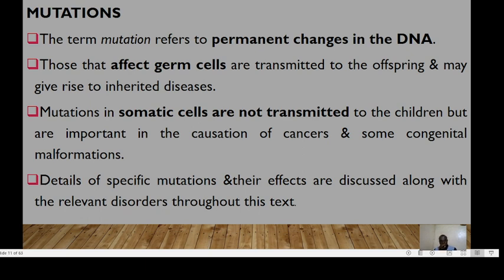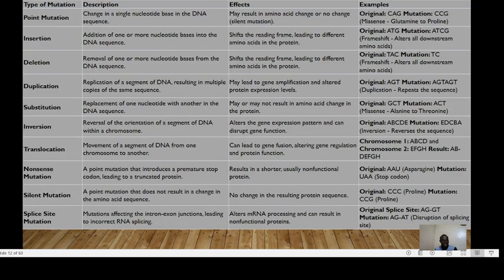So let's look at mutations. The term mutation refers to permanent changes in the DNA. Mutations that affect germ cells are transmitted to the offspring and may give rise to inherited diseases. Mutations in somatic cells are not transmitted to the children, but are very important in the causation of cancer and some congenital malformations. Details of specific mutations and their effects will be discussed along with the relevant disorders throughout this text.